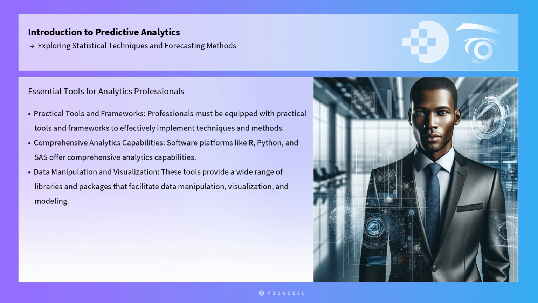To effectively implement these techniques and methods, professionals must be equipped with practical tools and frameworks. Software platforms like R, Python, and SAS offer comprehensive analytics capabilities, enabling users to perform complex statistical analyses and build sophisticated forecasting models. These tools provide a wide range of libraries and packages that facilitate data manipulation, visualization, and modeling, making them essential resources for supply chain analysts.